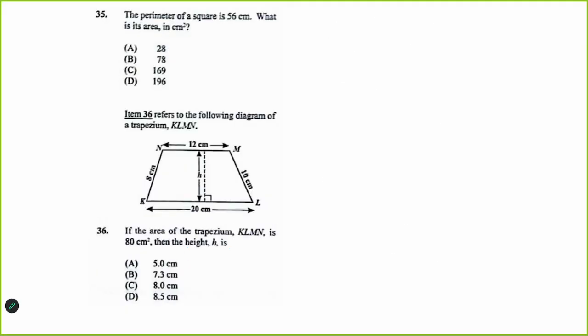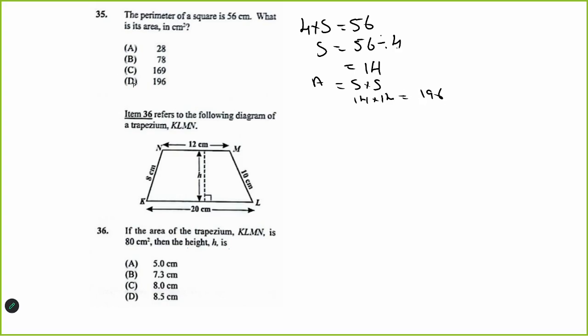Right? The perimeter of a square is 56. Perimeter is 4 times side, so 4 times side is 56. So side would be 56 divided by 4, which is 14. Right? They want to know the area. So area is side times side, which is 14 times 14, which is 196, which would be D.